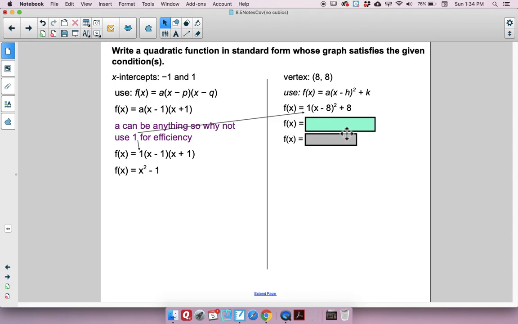Square your binomial. Multiplying by the 1 is not going to do anything to it. So we would have x squared minus 16x plus 64 from squaring the binomial. And then we have the plus 8. Combine your two like terms. And voila, there we have it. Okay.